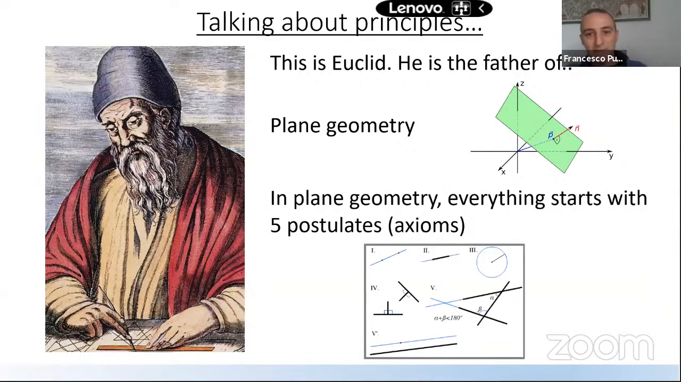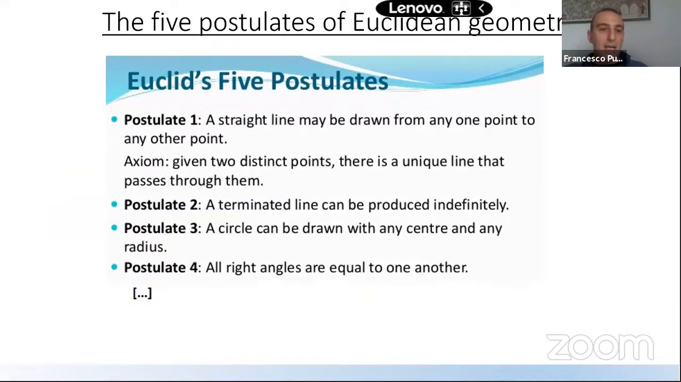In plane geometry, everything starts with 5 postulates, which are called axioms or postulates. And these are the postulates. I'm not going to read all of them, but I want to read the first. A straight line may be drawn from any one point to any other point. And given 2 distinct points, there is a unique line that passes through them. Okay, this is one of the postulates, and then there are others.